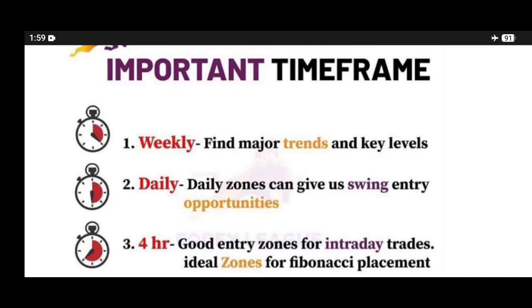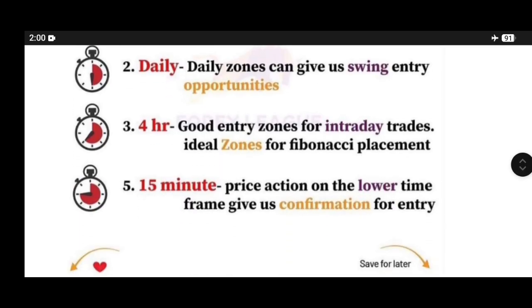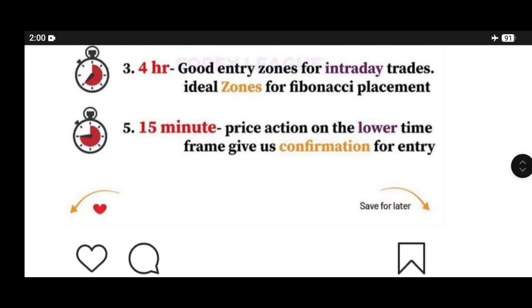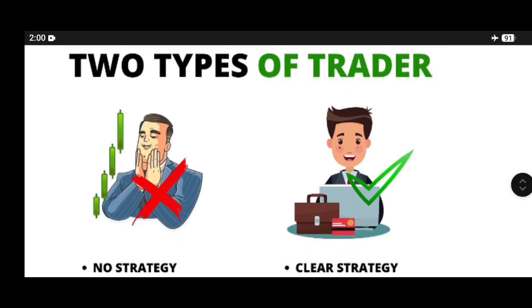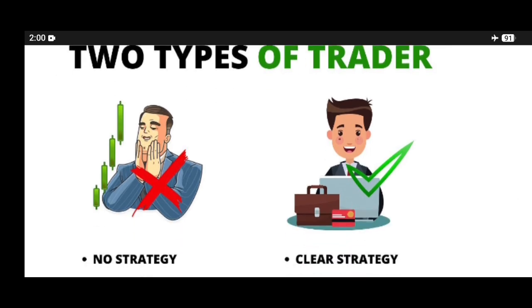The third one is the 4-hour, which helps you find the entry zone for intraday trades, ideal for Fibonacci placements. Are you getting me? Then the 15-minute chart, number 5, gives you price action on the lower time frame, which gives you confirmation for your entry. Are you getting me? So let's continue.